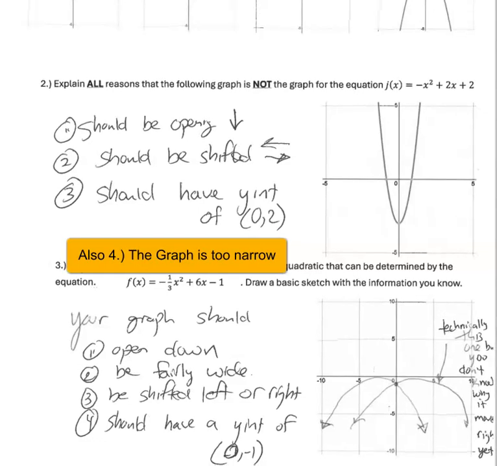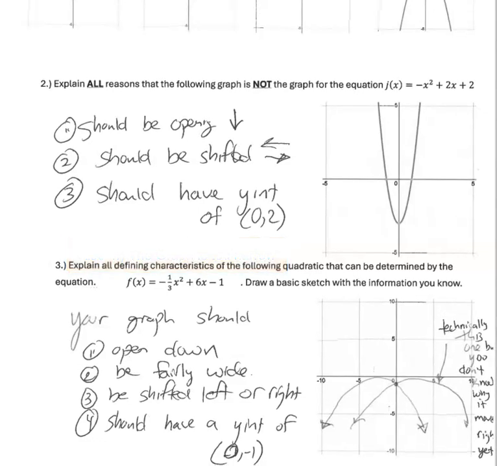And then on our last one here, it says explain all the characteristics of your graph and then go over and make a basic sketch. It should be opening downwards. It should be fairly wide. It's going to be wider than the parent function. It should be shifted left or right. We're not sure which one yet because we haven't learned that yet. And it should have a y-intercept of 0, -1. When you have all of those things, it could be one of those 2 graphs. It's technically the one that I have the arrow pointed to, but we're not quite sure why that is. We'll learn that tomorrow.